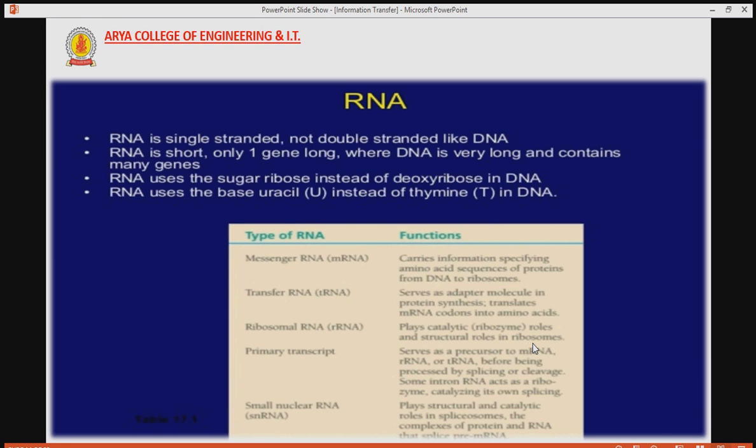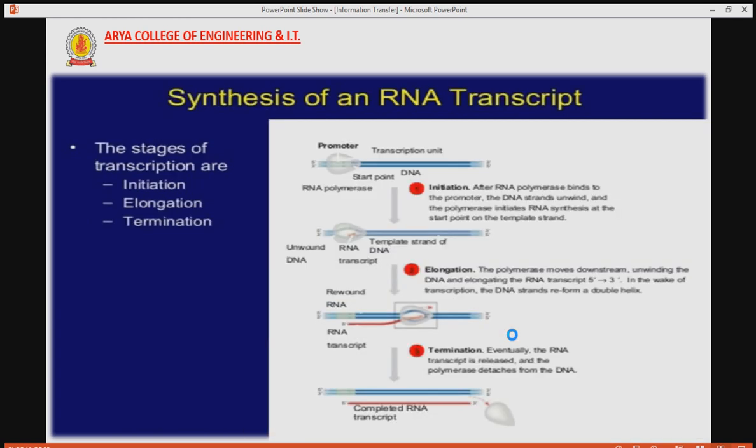Now, what is the difference between RNA and DNA? RNA is single stranded while DNA is double stranded. RNA is short whereas DNA is very long and contains many genes. RNA uses the sugar ribose, while DNA uses deoxyribose. RNA uses the base uracil while DNA uses thymine. There are different types of RNA which we have to study: messenger RNA, transfer RNA and ribosomal RNA.